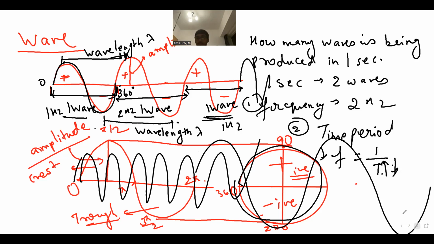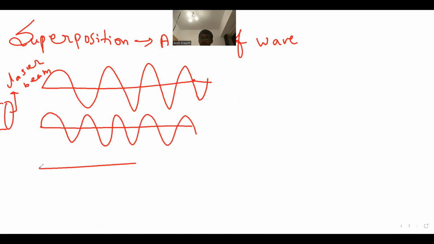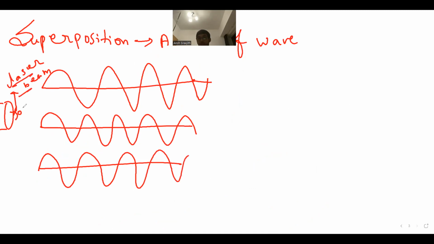Now come to the next point. Now come to the laser beam. Now, in the laser beam, what happens? Suppose you can see the laser beam is traveling very far in distance, right? Why so? The laser beam is a source of light. This source of light is called what? Coherent source.